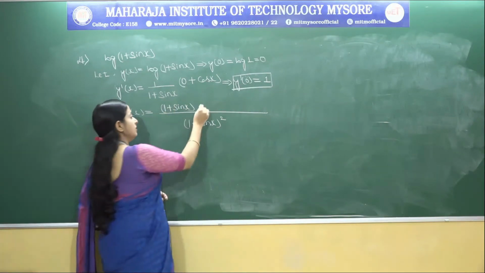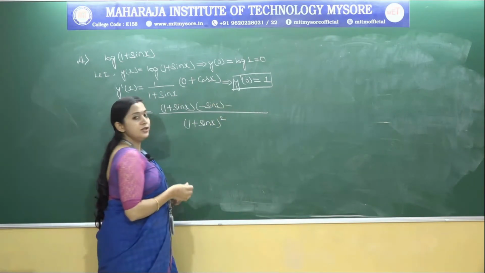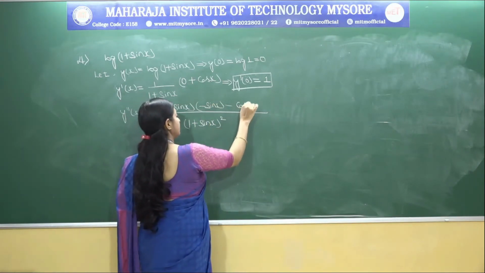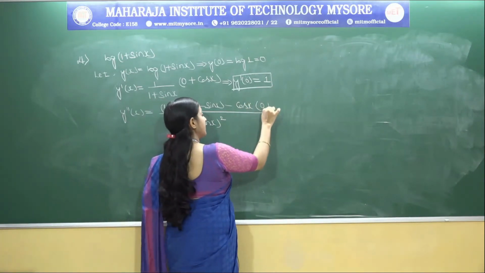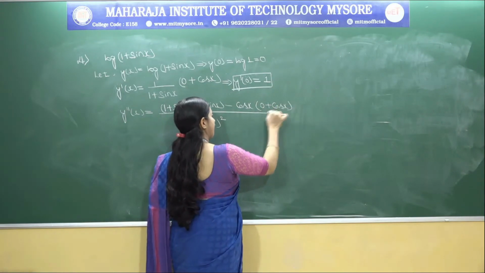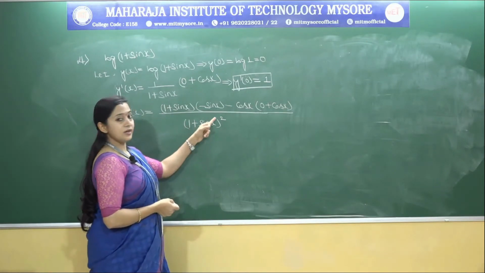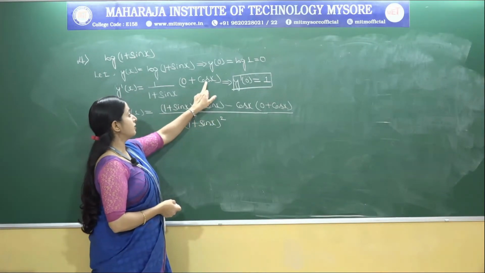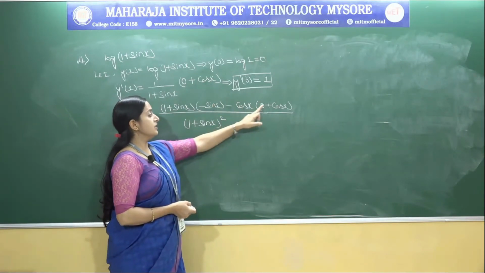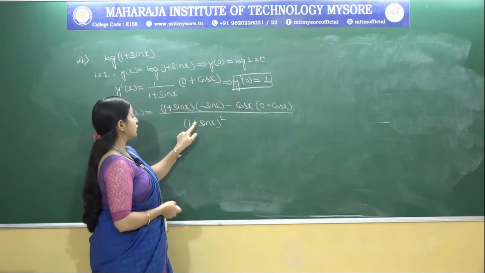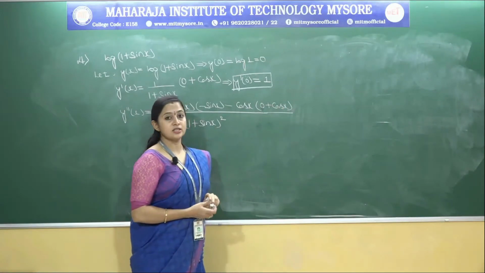Differentiate the numerator: minus sin x, minus the numerator cos x. Differentiate the denominator: for the 1 you will get 0, sin x gives cos x. So, repeating once more, for the denominator square, write the denominator, the numerator differentiation is minus sin x, minus numerator cos x. Differentiate the denominator, you have to differentiate 1 plus sin x. For the 1 you will get 0, sin x differentiation is cos x.